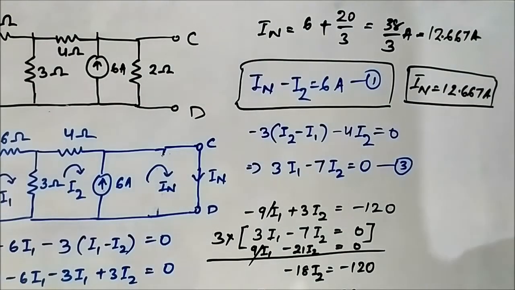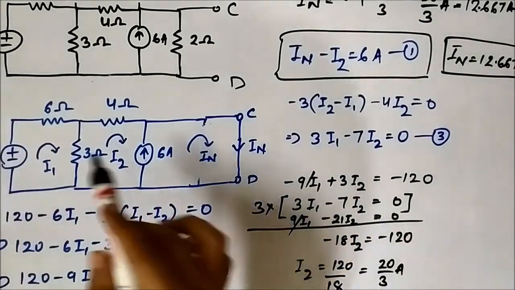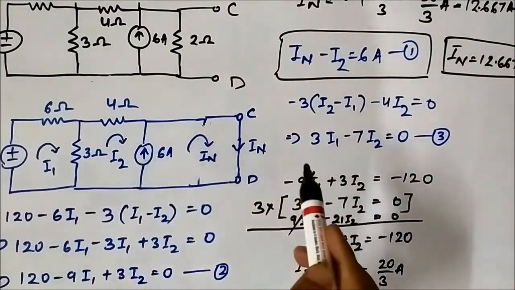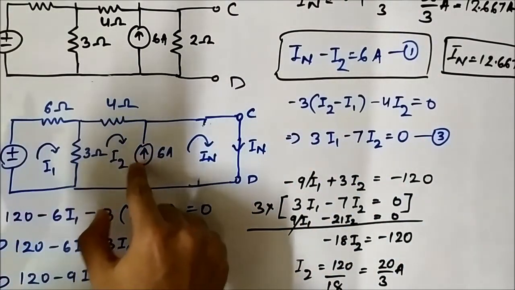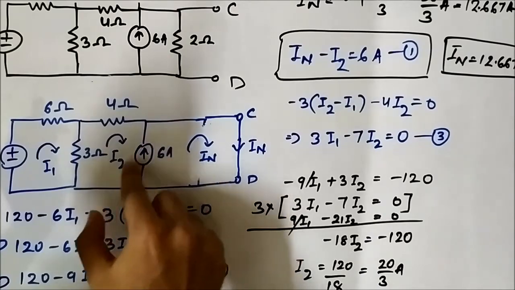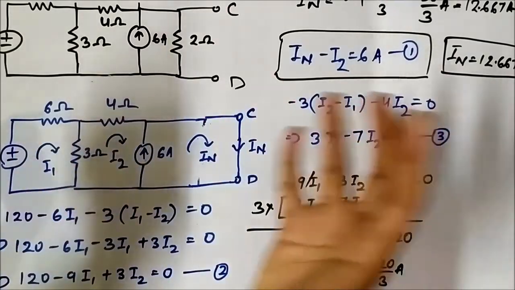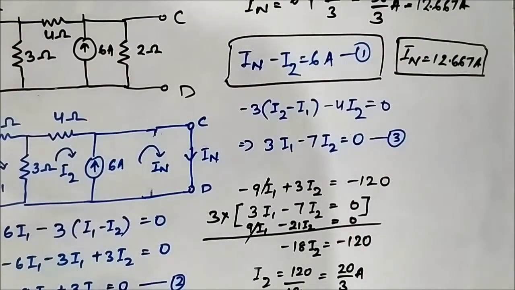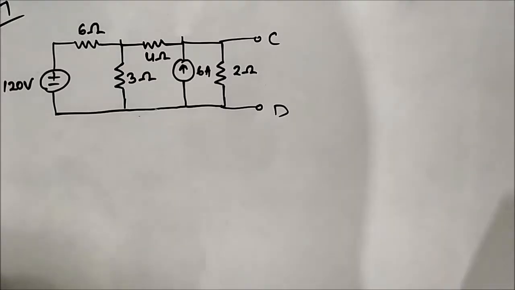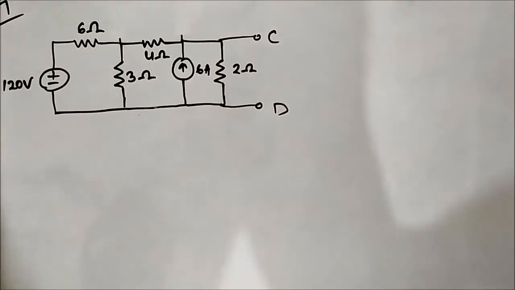We calculated IN. Here we simply used the concept of super mesh to find the Norton current, because these two meshes have this current source in between. So we simply used mesh analysis and the concept of super mesh to determine IN. Now we have to find the Norton equivalent resistance. We have calculated the Norton current, which is 12.67 ampere. Now we will determine the Norton equivalent resistance across these two terminals.